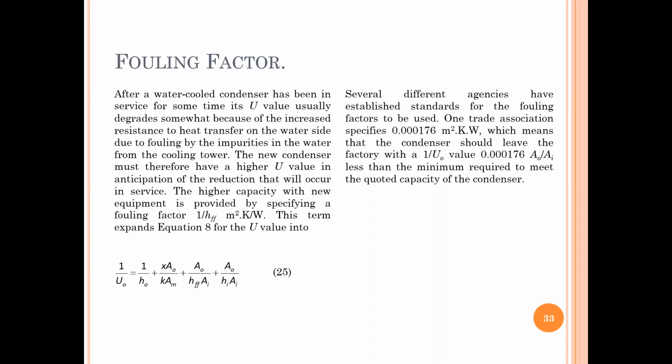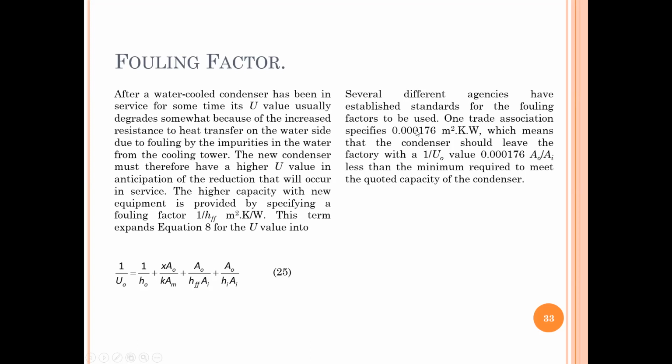The higher capacity with new equipment is provided by specifying a fouling factor 1 over h_FF, meter squared Kelvin per watt. This term expands equation 8 for U value into 1 over U_o is equal to 1 over h_o plus x A_o over k A_m plus A_o h_FF over A_i plus A_o over A_i h_i. Ito yung equation 8 dun sa evaporator naman yung fins. So, nakatabi yung A_o over A_i mo kasi nga sabi dito water.